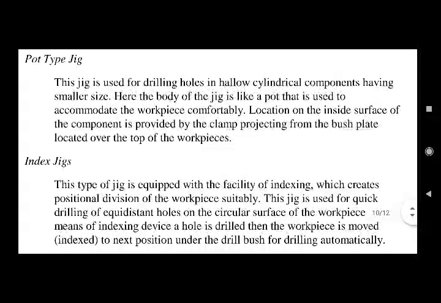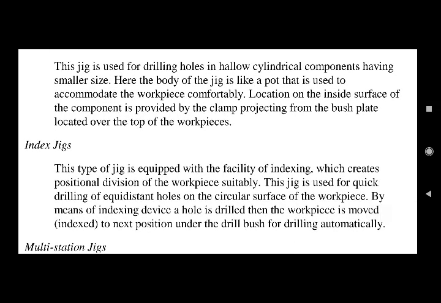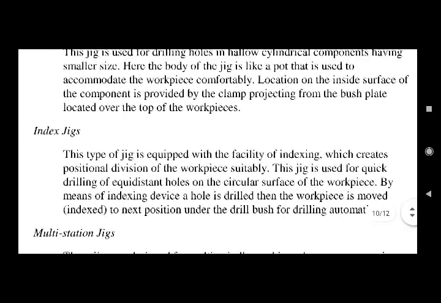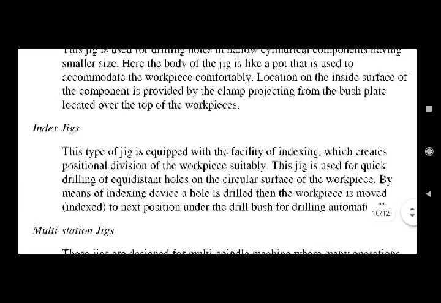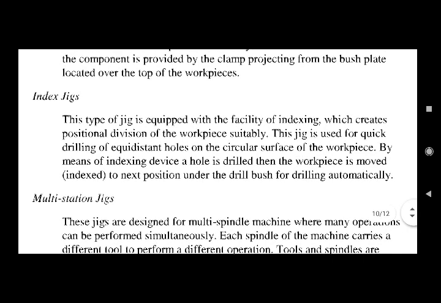Pot type, this jig is used for drilling holes in hollow cylindrical components having smaller size. Here, the body of the jig is like a pot that is used to accommodate the workpiece comfortably. Location on the inside surface of the component is provided by the clamp projecting from the bush plate located over the top of the workpiece.